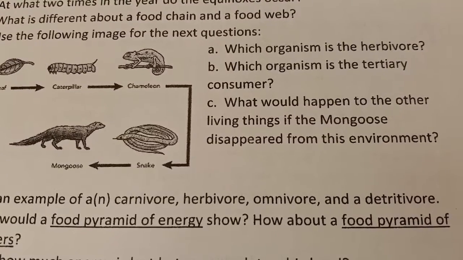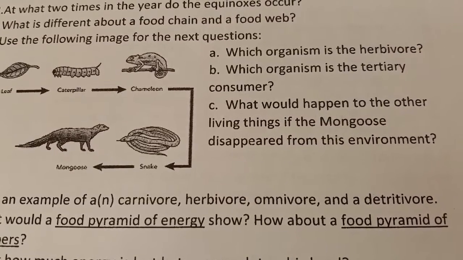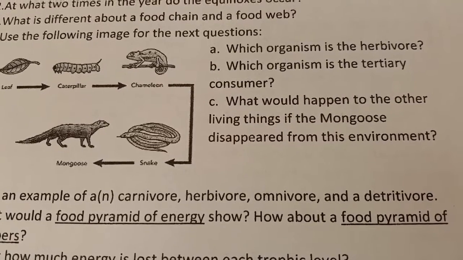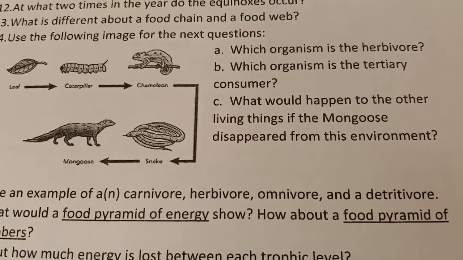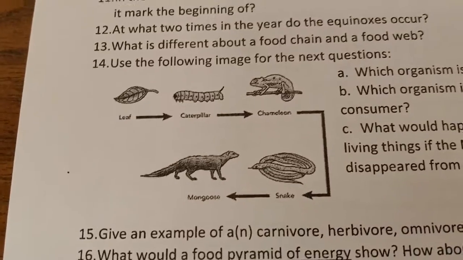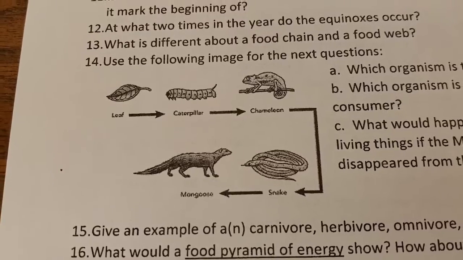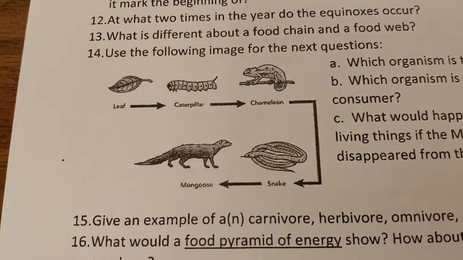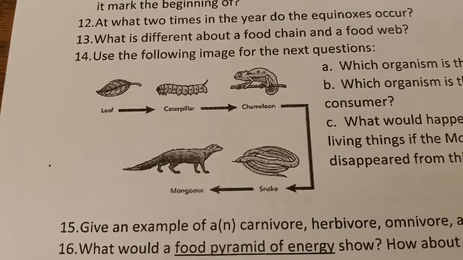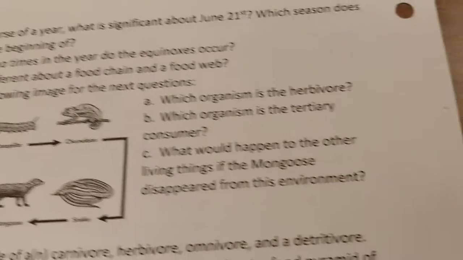So if the mongoose disappeared, the snake would increase in numbers. And if the snake increased in numbers, that would make a lot of competition, and the chameleon would decrease in numbers. If the chameleon decreased in numbers, that would make the caterpillars increase in numbers. And possibly then the leaves of all the trees would probably be eaten quite a lot, so maybe there would be a decrease in the amount of leaves on the trees. So there's kind of a pattern where one is greater in numbers, and then it's followed by a decrease in numbers, and it kind of goes increase, decrease, increase, decrease.